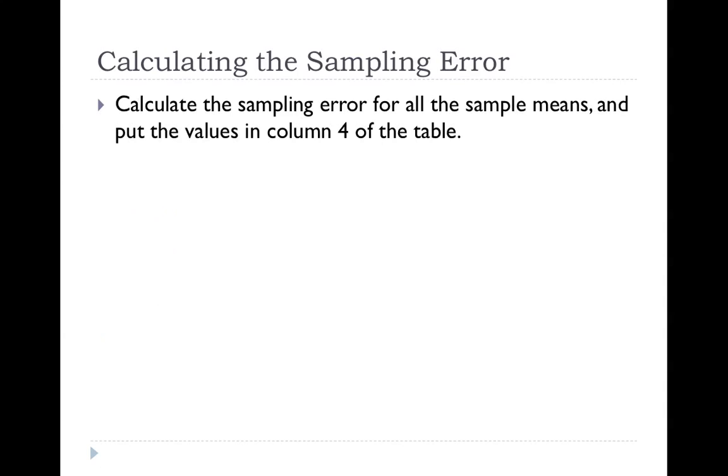We're going to calculate the sampling error for all the sample means and put the values in the fourth column of the table. On your handout, in column 3, you put all the possible sample means, and in column 4, you're going to calculate the sampling error for all those sample means. We just completed the sampling error for x bar equals 67 and x bar equals 102. Now find the values for all the other sample means. You can pause the video, and when you finish, here are the answers.